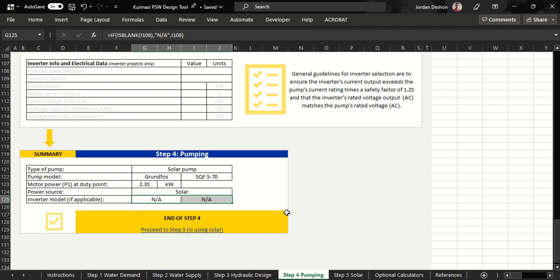So that's the end of step 4. Next, we're going to be looking at step 5, which is solar. So stick around and check out that video.